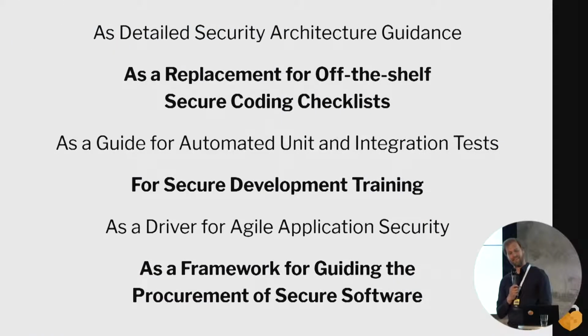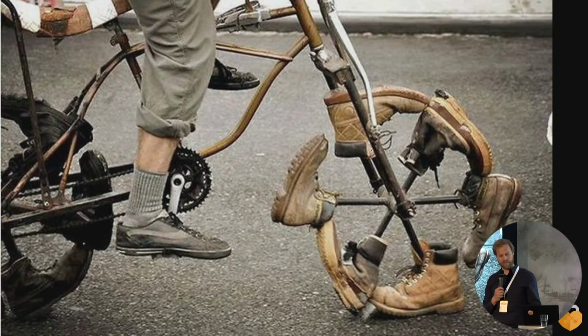So, to sum up, here's what you can use ASVS for. A lot of things. Use it as your architecture guide, replace all your off-the-shelf or custom-made secure coding checklists. Use it as a guide for automated unit and integration testing, for development training. Take one part and train on that. As a driver for agile application security or as a framework for buying software. Point is, do not reinvent the wheel. People have been doing really great work to make it easier for you. So mix and match and build secure software.